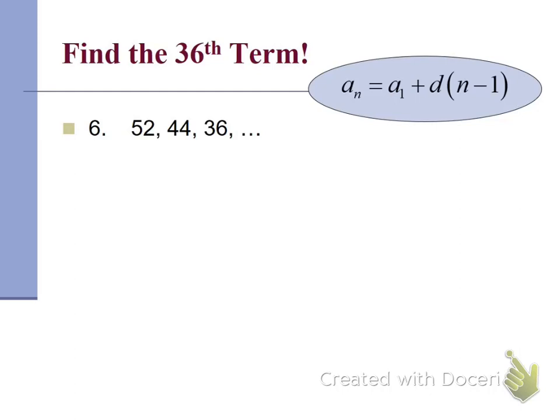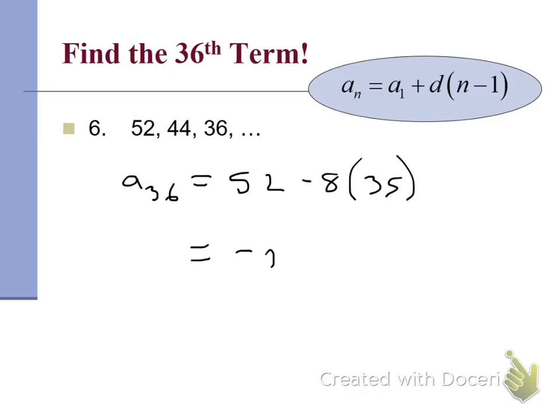Find the 36th term. On your own. Go. Right? Times 35 plus 52. Amanda, what did you get for your answer? Negative 228. Do I have agreement on that? Yeah. Easy? Okay.